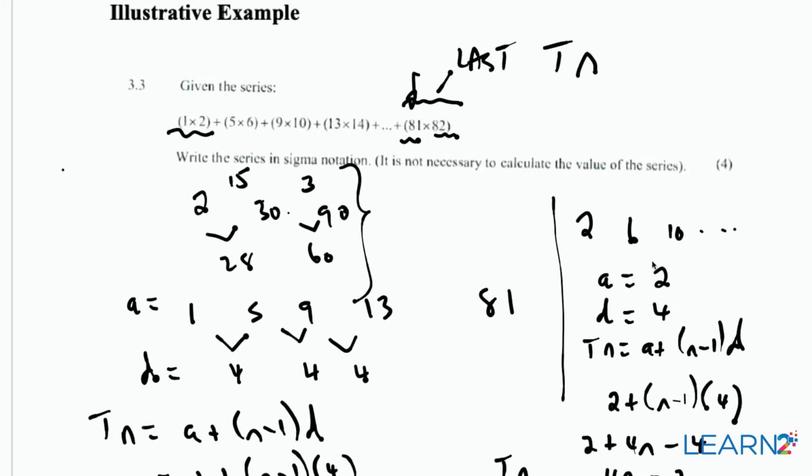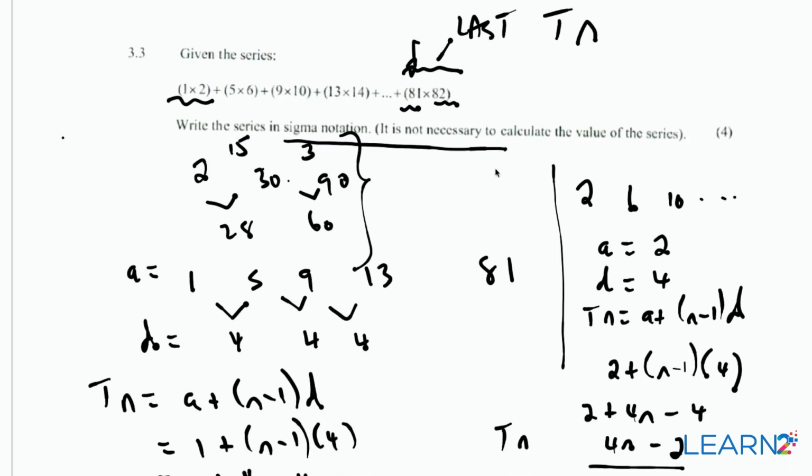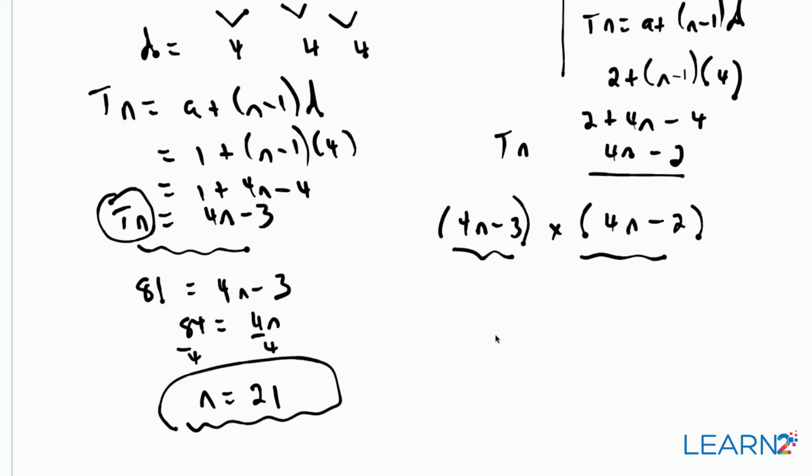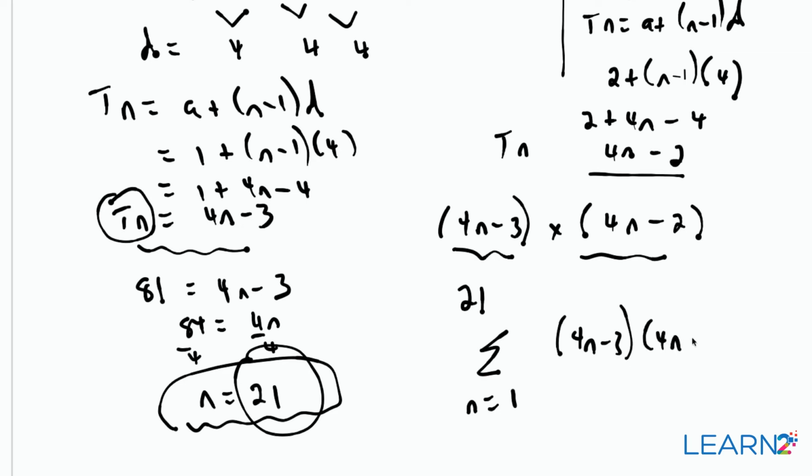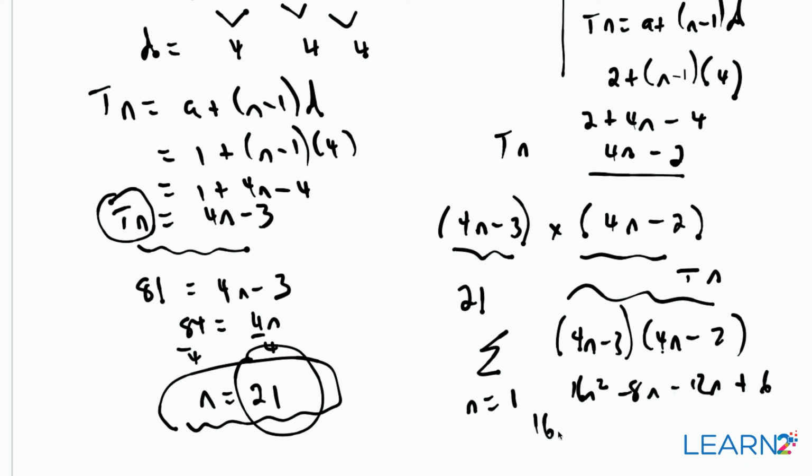What is the question asking us to do? It's asking us to write down our sequence in sigma notation. Well, in sigma notation, we would say it's the sum from n equals 1 up to the last term of 21, and the actual sequence is 4n minus 3 multiplied by 4n minus 2. This entire thing is your Tn. You can multiply this. 4n by 4n is 16n squared, minus 8n minus 12n plus 6. So that's 16n squared minus 20n plus 6 would be the expanded version of your Tn.